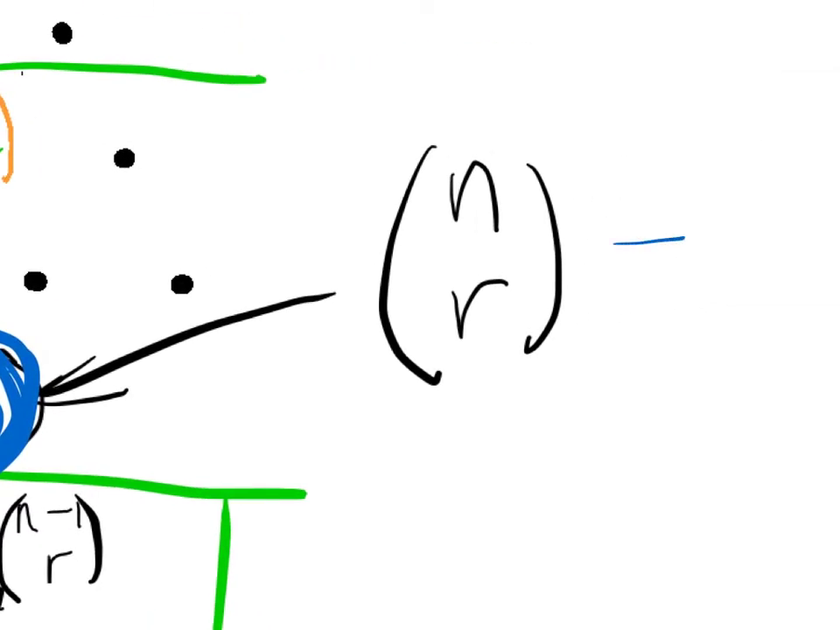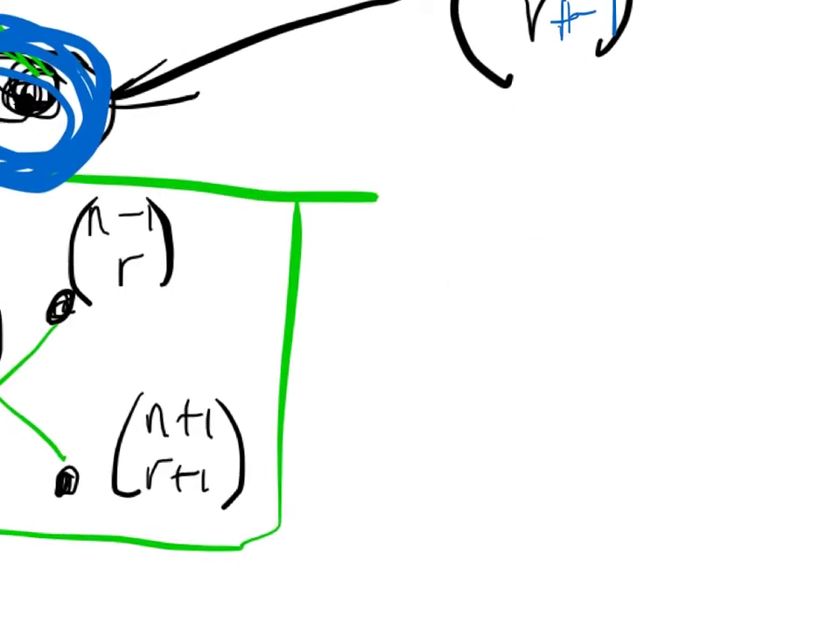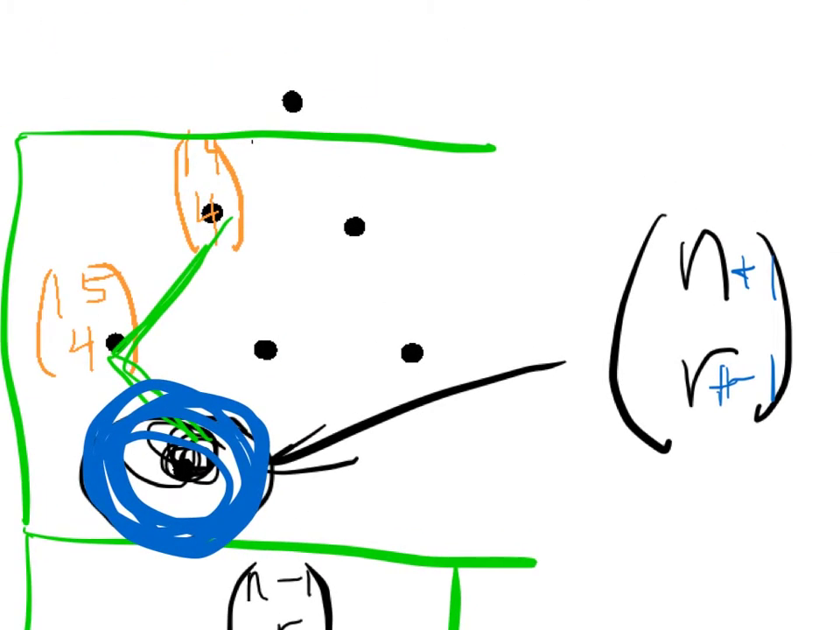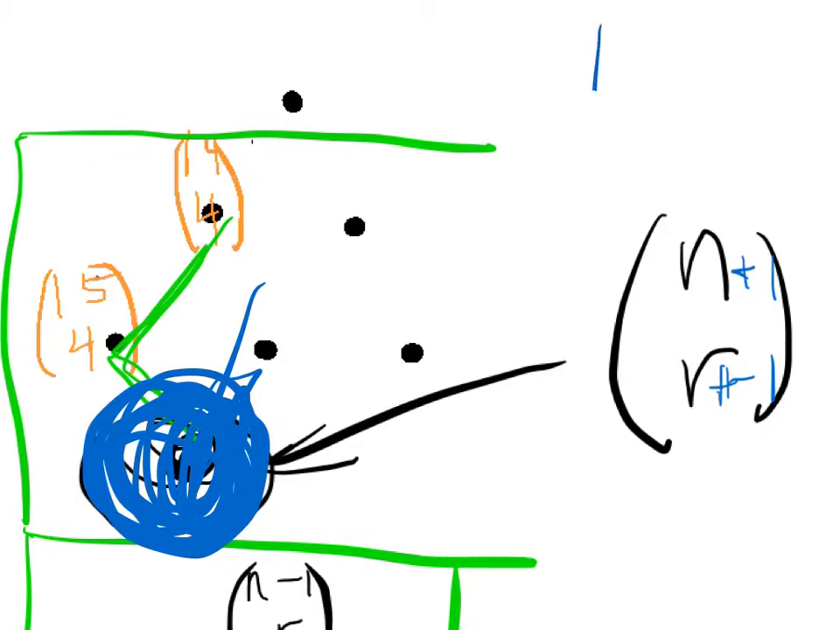It's n over r. Well, really in the book they call it n plus 1 over r plus 1. So maybe I should put a plus 1 here and a plus 1. So the audience is dying to know who did it. What combination of numbers goes here in the blue dot? 14, 15, 16? 16. Okay.